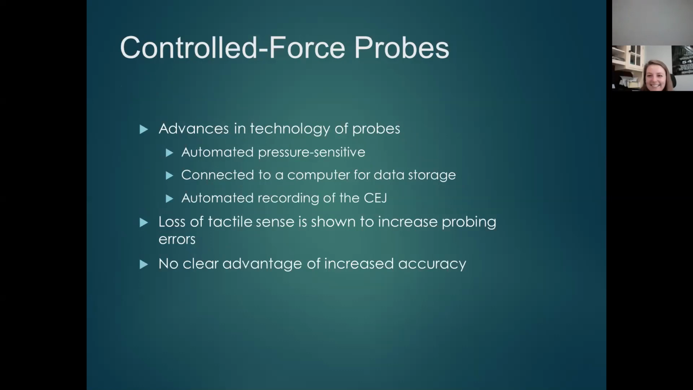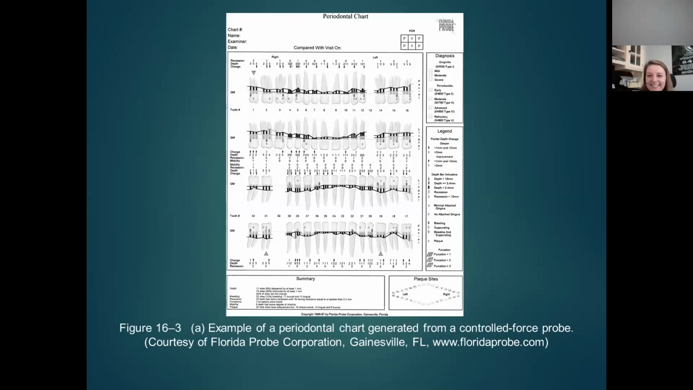They do have some wonderful probes that have been out for a number of years now that help the consistency and reliability, and they're used in certain areas of the country more than others, as well as in studies that are done. But there are automated pressure sensitive probes. They are connected to a computer and they automatically record things for you. So you are not calling out the 323, 323, 212, that type of thing. The disadvantage is that there is loss of tactile sensation because of the type of probe that it is. And there's no clear advantage that's been shown that this is any increase in accuracy of the periodontal condition that the patient has. But when you are working unassisted, boy, does it help. There is a slight learning curve.